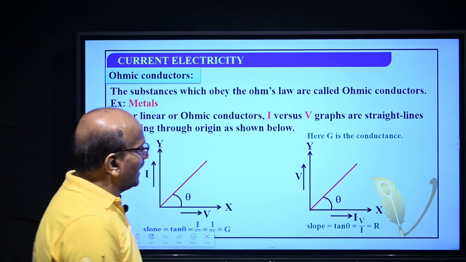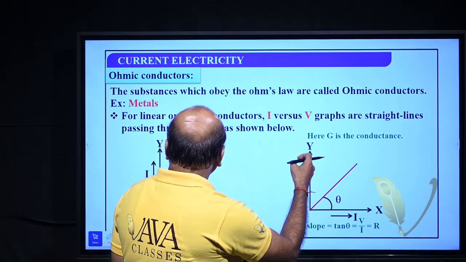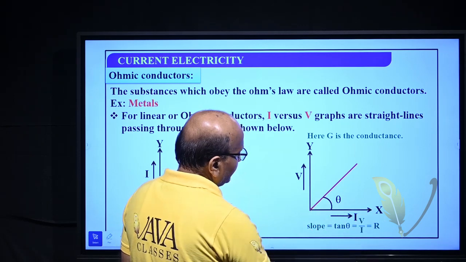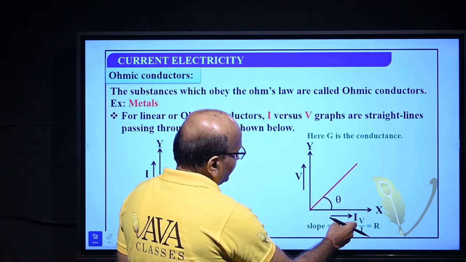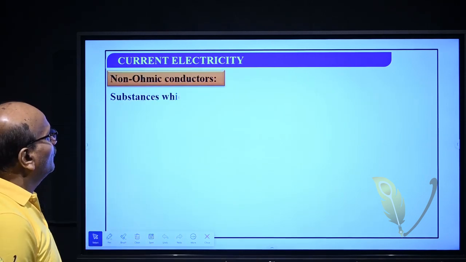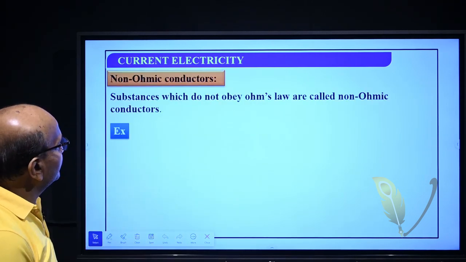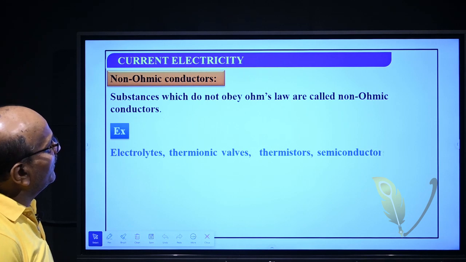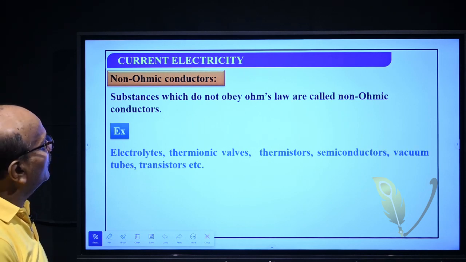And if we draw the graph with V on the y axis and current on the x axis, then the slope tan theta is equal to V by I, which is equal to R. Non-ohmic conductors: substances which do not obey Ohm's law are called non-ohmic conductors.